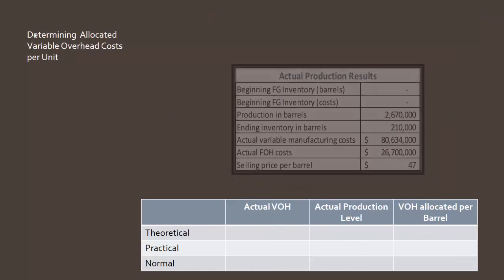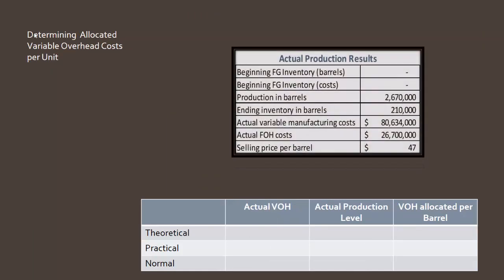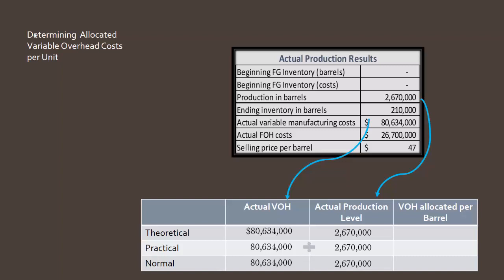How about our variable overhead costs? Well, we can see from our information that we had actual variable overhead costs of $80,634,000, and we had an actual production level of 2,670,000. Well, if we fill in our actual variable overhead costs and our actual production level, that's not going to change based on what capacity we choose. So regardless if we choose theoretical capacity, practical capacity, or normal capacity, we're going to allocate $30.20 to each barrel that we make.